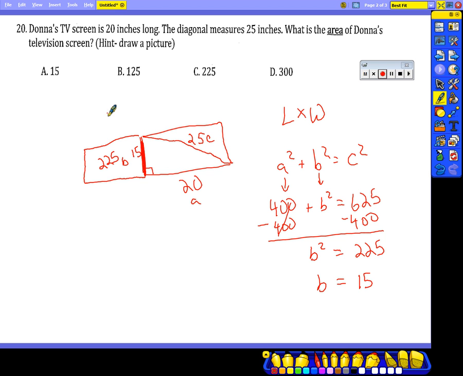And check this out, they're trying to be tricky. They're trying to say, hey kids, look, you got the number 15, and here's an answer that says 15, but that is not correct, because what they are asking for is what is the area of this TV? Length times width. So the length is 20 times my width, now I know it is 15, equals 300. So the correct answer is hidden way over here at the very end. 300 is the correct answer because they're asking for the area.